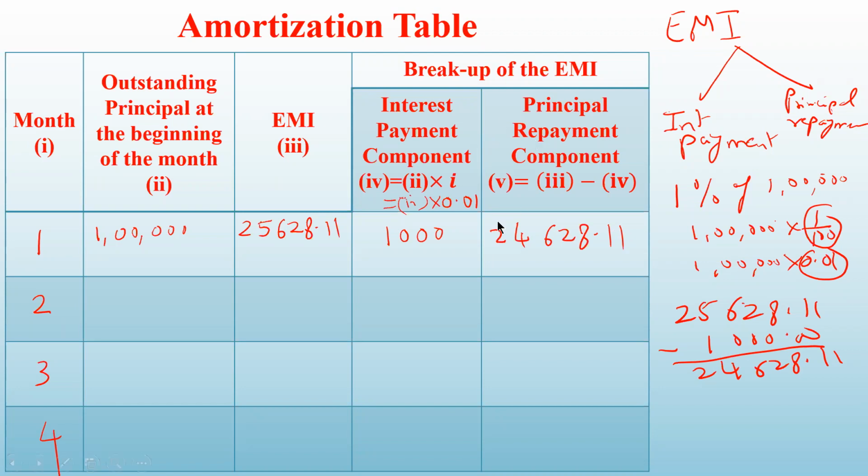Okay, I hope you have understood. In the beginning of the first month, the outstanding principal was 1 lakh rupees. You paid the EMI of this much amount. In the first month, how much interest has gone? 1% interest on 1 lakh, so that is 1,000. So out of this EMI, 1,000 has gone for the interest payment. What remained? This minus 1,000, that is 24,628.11, which you have paid in principal after paying your first installment.